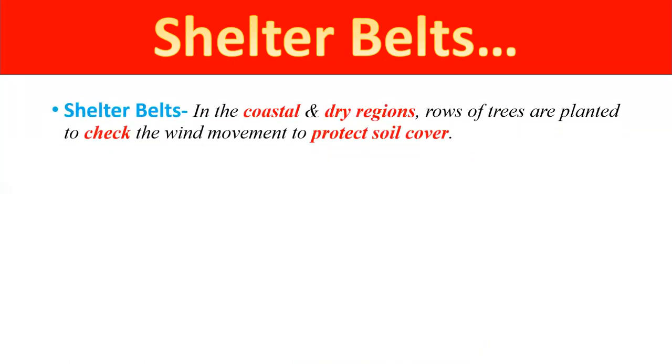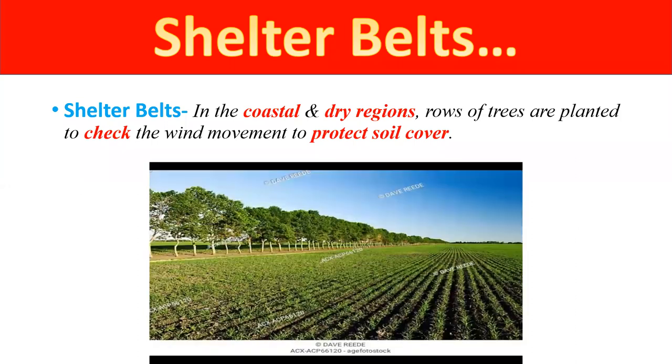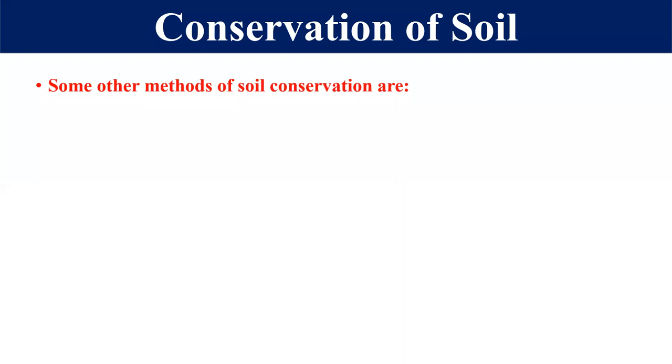Shelter belts. Mostly this is done in the dry areas and in the coastal areas, where rows of trees are planted at the border of the field so that the wind movement can be checked and reduced. If the wind movement is reduced, then it protects the soil cover and reduces soil erosion. You are well aware of this situation also. Mostly this method is adopted in the coastal areas and dry regions, where rows of trees are planted to check the wind movement so that the soil cover is protected. In this manner, we can stop soil erosion in the coastal areas and dry regions, right? These are the important methods.